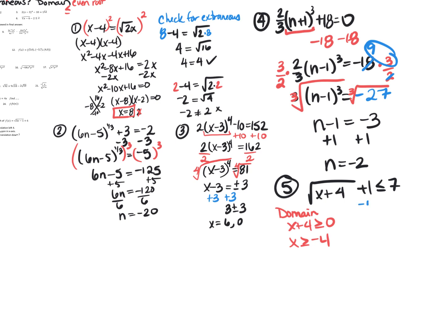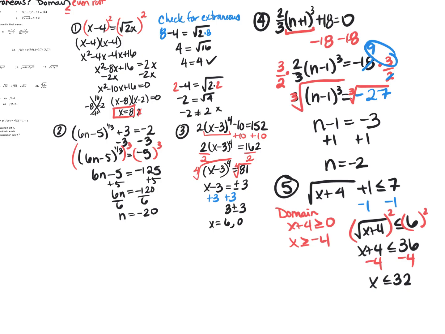Then we'll solve the equation. Minus 1, square root of x plus 4 less than or equal to 6. Square both sides, and x plus 4 is less than or equal to 36. Minus 4, and x is less than or equal to 32.